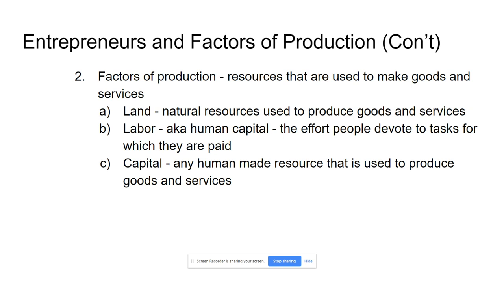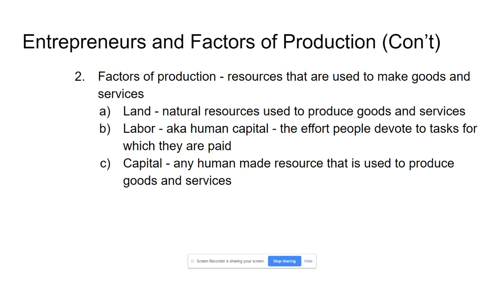Labor is the effort people devote to tasks for which they are paid. Okay, now that last part, for which they are paid, that can be a little sticky, because some people would say, well, you could still participate in contributing to capital or entrepreneurship, business, and not get paid. And I would say that you're right, but that's not labor. If you're not getting paid, it's not labor. Okay, it is volunteer work.